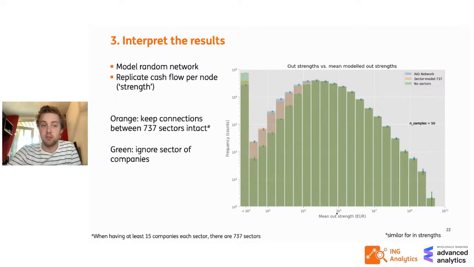distinguishes 737 sectors. The green model doesn't take these sectors into account. It just takes the total flow per node into account. And what we're trying to do now is we do the simulation not on the empirical network that we observe, but on the random network. And if the behavior that we observe is similar, then this effect of cascading defaults is explained by the properties of the random network, and therefore you could say that it's explained by the properties that you've constrained. When this is not the case, you can argue it the other way around. So let's look at the results.